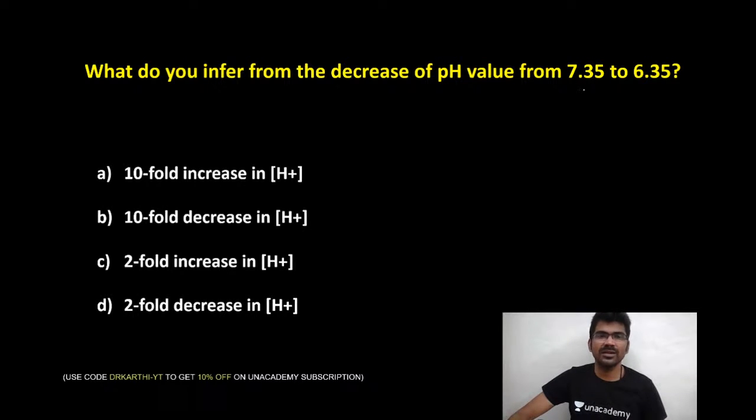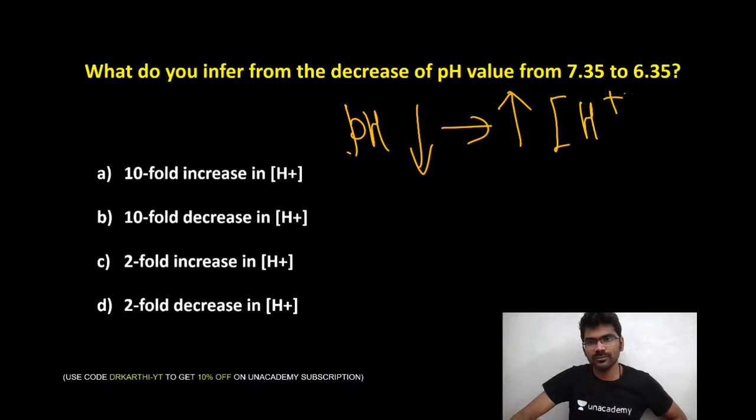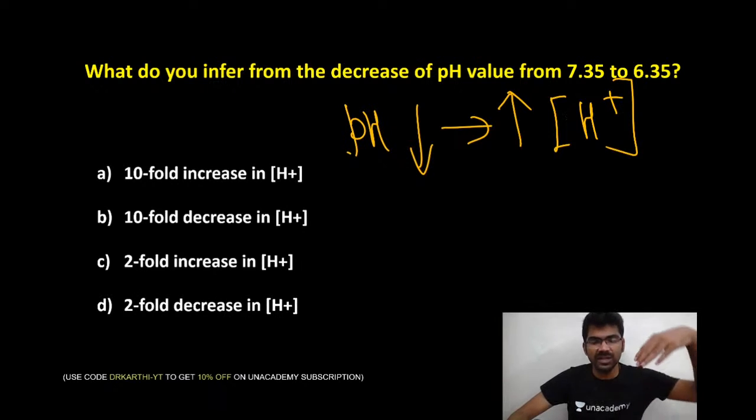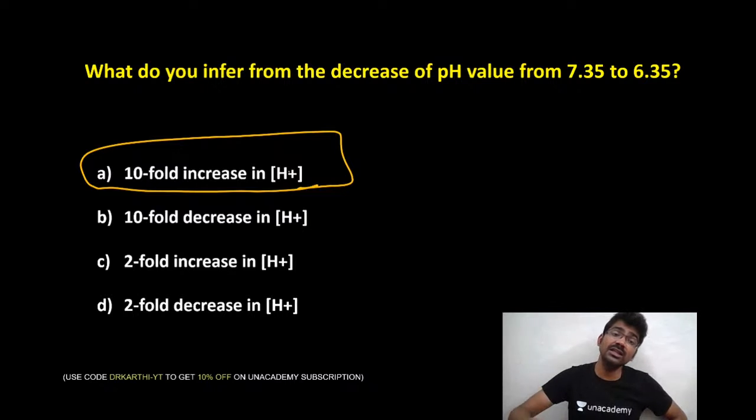So from the decrease of pH value from 7.35 to 6.35, what will be the answer? Otherwise, just think of 7 to 6. What's going to happen? If the pH is decreasing, that means the hydrogen ion concentration is going to increase. Clear? Because it's the negative logarithm, right? So if the pH is decreasing, H plus is going to increase. Excellent, Neeraja, Madhuri. It's going to be a tenfold increase in the H plus. Okay, right?